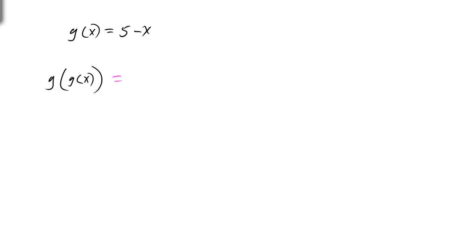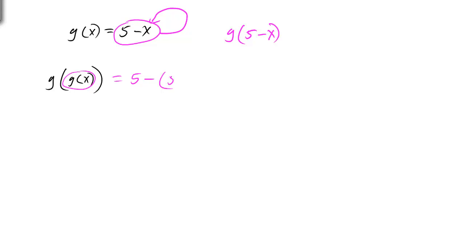We want to take g of x. Well, g of x is 5 minus x. So we want to take the 5 minus x and substitute that in everywhere there's an x. So we're going to plug that function basically into itself. So that's like finding g of 5 minus x. So we want to plug 5 minus x in for the x. So this would become 5 minus x. But what is x? Well, the x is going to be the 5 minus x. We want to plug it back into itself.